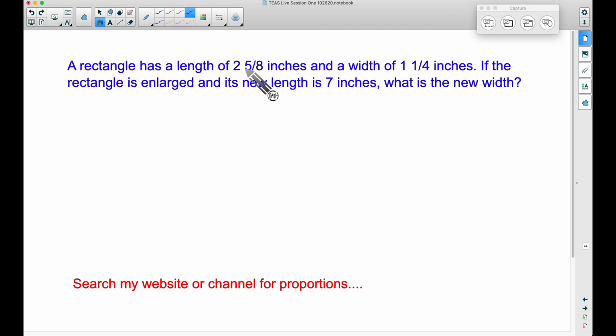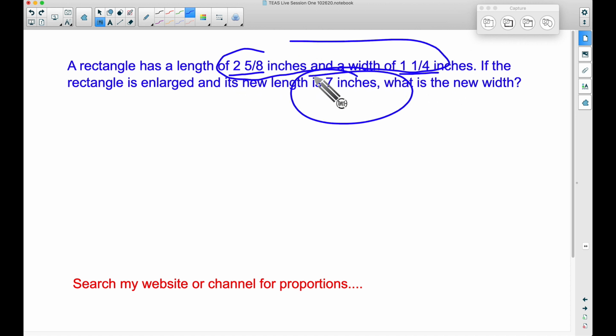We have a rectangle. It has a length of 2 5/8 inches and a width of 1 1/4 inches. If the rectangle is enlarged, so we're making this thing bigger, and its new length is 7 inches, what is the new width? So we have an old length and an old width before we enlarged it. And this is a common thing. When we're trying to do some type of conversion, we're trying to convert the smaller rectangle to the bigger rectangle. Conversions. There's so many things that you can convert.